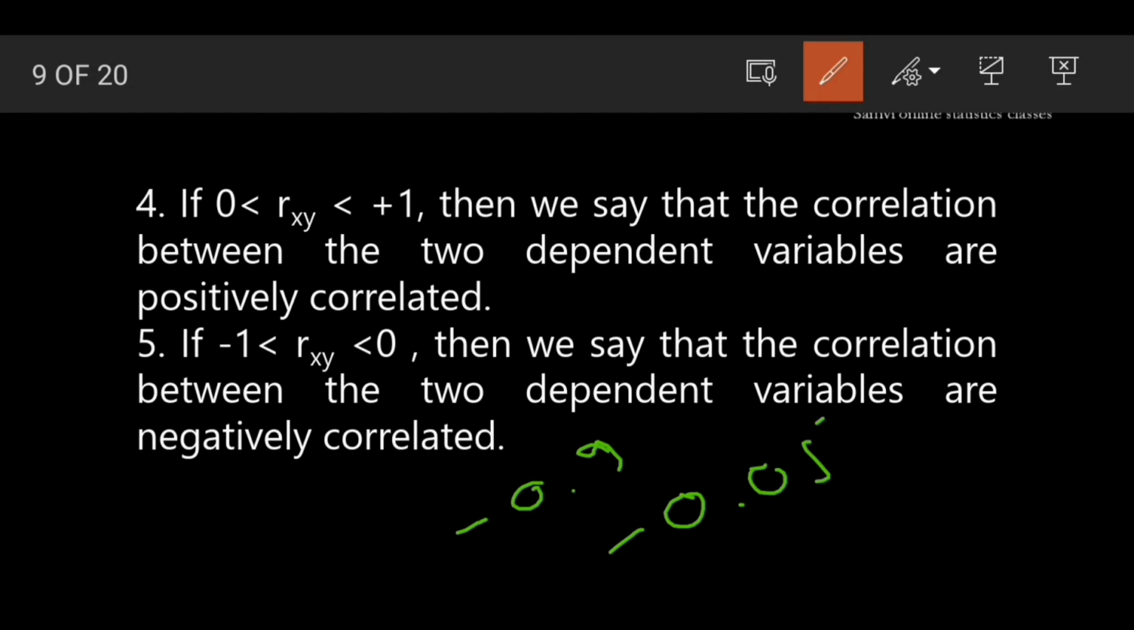Suppose if I get exactly minus 1, then we can say that it is a perfect negative correlation. If I get exactly 0, then it is non-correlation. But if the value is in between minus 1 and 0, then we can say that it is a negative correlation.